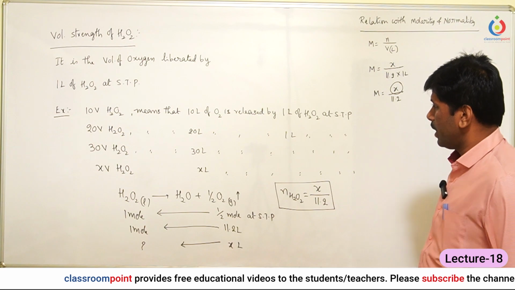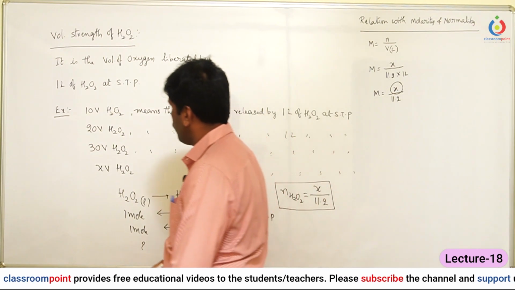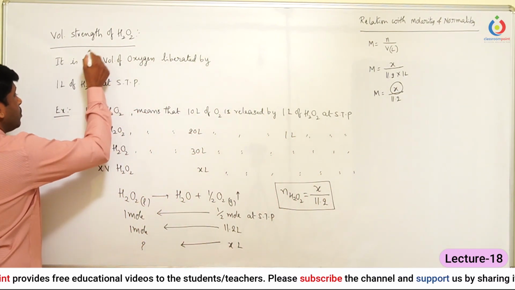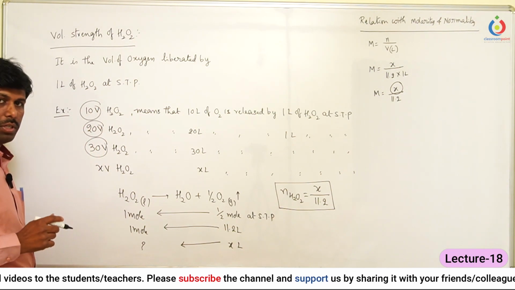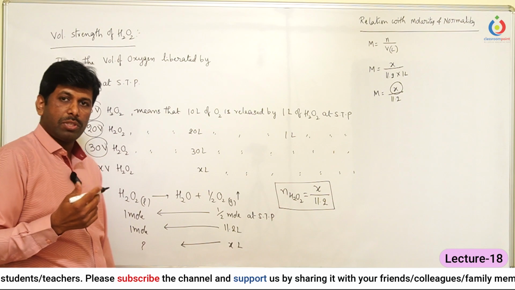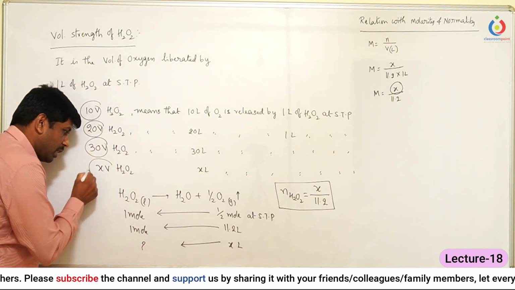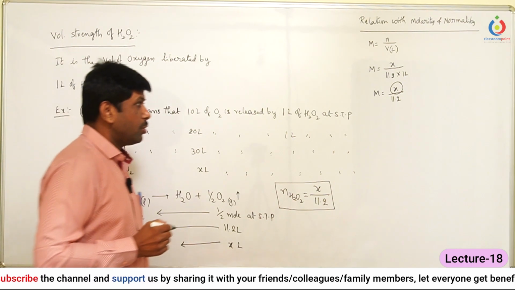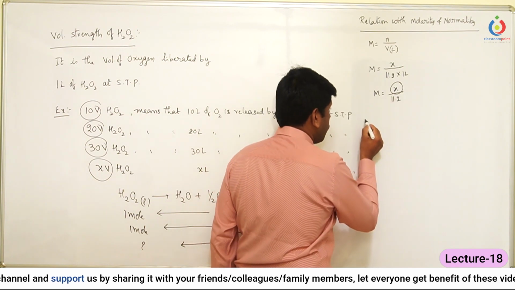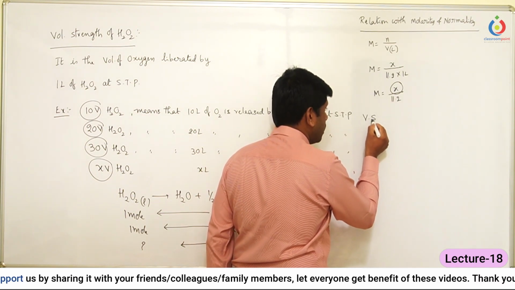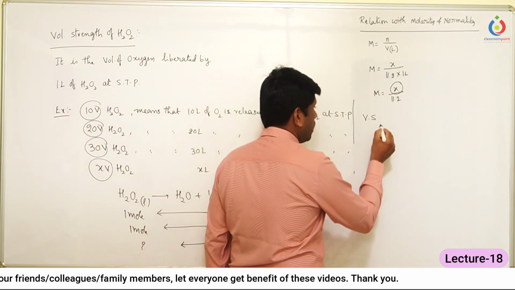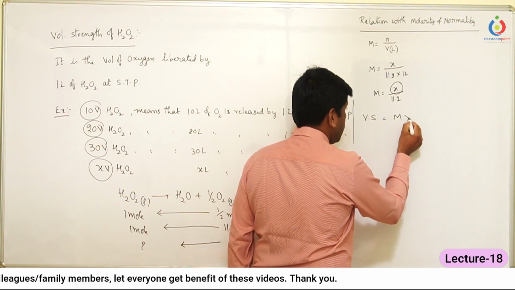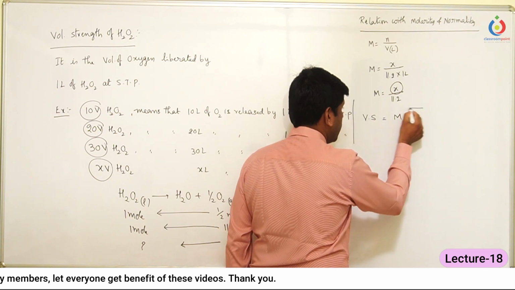What is the meaning of X here? See, starting only we said that X means volume strength. Whatever the 10V, 20V, 30V we are using, these stand for the volume strength. So obviously XV also stands for the volume strength. That's why in place of X, I am now writing the volume strength as Vs. So volume strength equals molarity into 11.2.